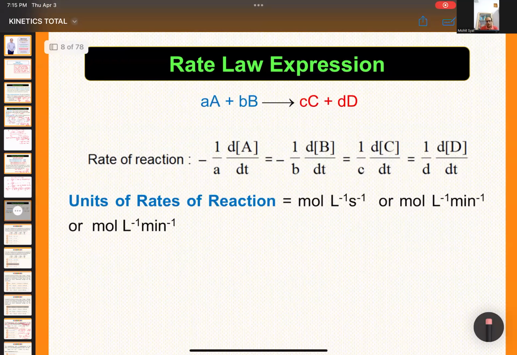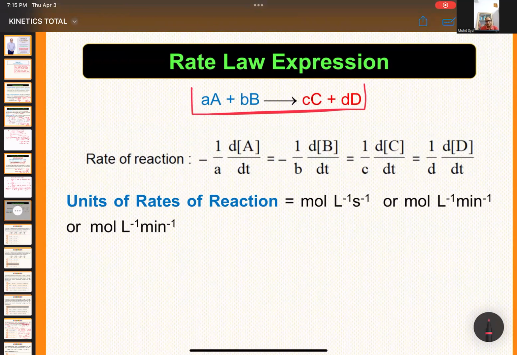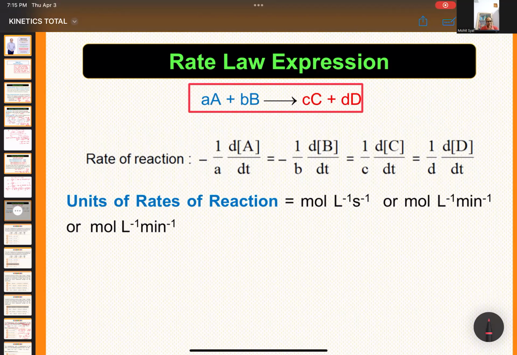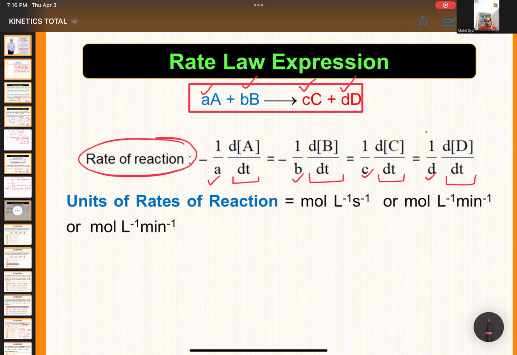So look here, this is the equation. You have capital A, B, C, and D representing the reactants and products, and small a, b, c, and d representing their coefficients in the balanced chemical equation. So this is the rate of disappearance of A, of B, of C, of D, the individual rates, and they become equal when you divide each by its respective stoichiometric coefficient in the balanced chemical equation. They become equal to the rate of reaction.